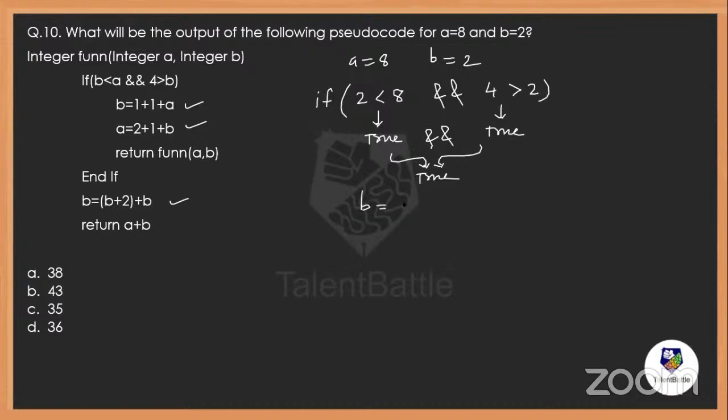B is equal to 1 plus 1 plus A. What is the value of A? 8. So that will give me 10. So value of B is 10 now. Then calculate A. A is equal to 2 plus 1 plus B. Latest value of B is 10. So that will be 13. So value of A is 13.